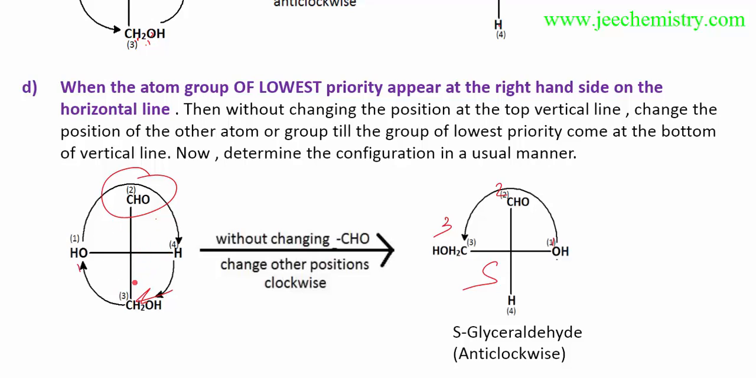So if the fourth, the lowest priority group, does not come in the downward direction, not in the lowest position, then we have to do something. First of all we do the numbering and provide the RS nomenclature. If the H group, the lowest priority group, does not come in the downward direction, then we take the opposite configuration.